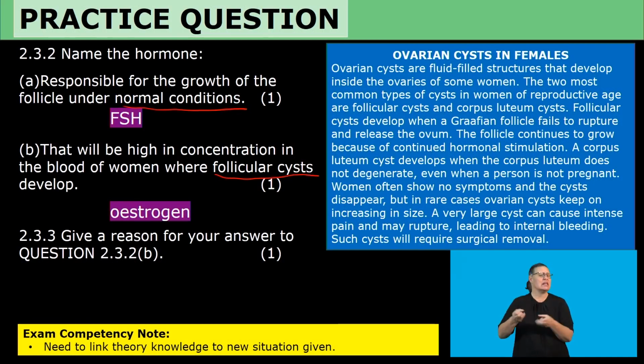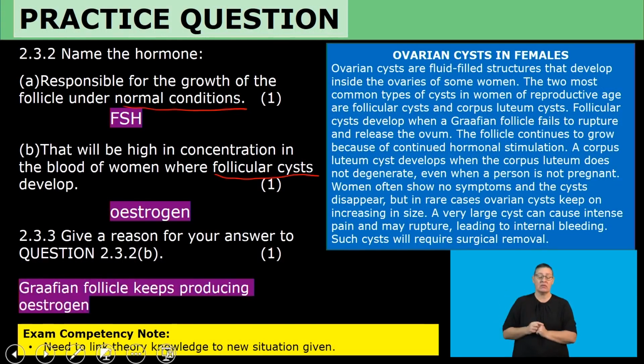233, give a reason for your answer to question 232B, the estrogen answer. Let us look at the reason. Graafian follicle keeps producing estrogen.